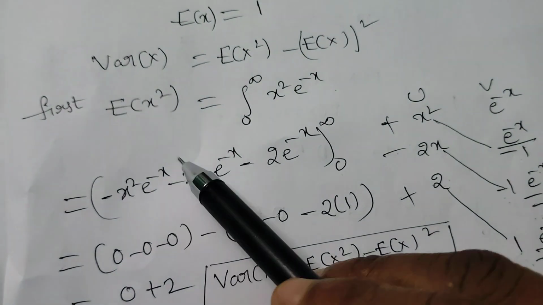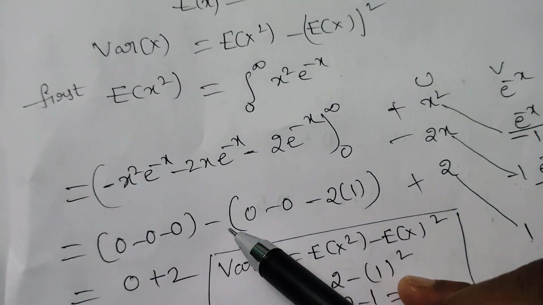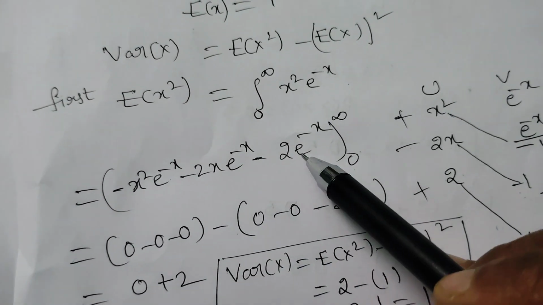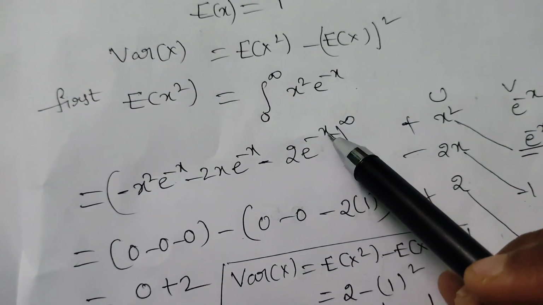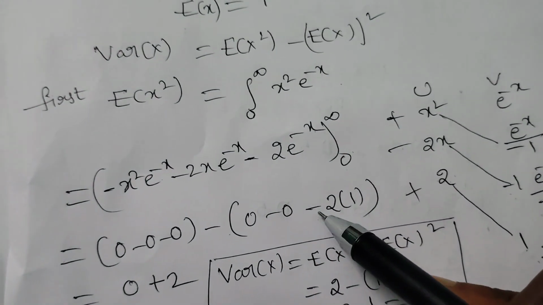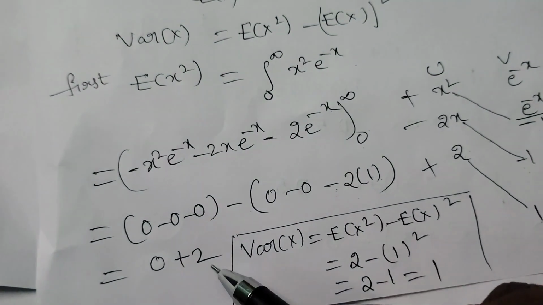Upper limit means e power minus infinity in every term, total 0, minus lower limit: 0 into something is 0, 0 into something is 0. Here x is not there, so we need to substitute 0 here. E power 0 value is 1. So minus 2 into 1 we get. So this total is 0 minus into minus, plus 2.